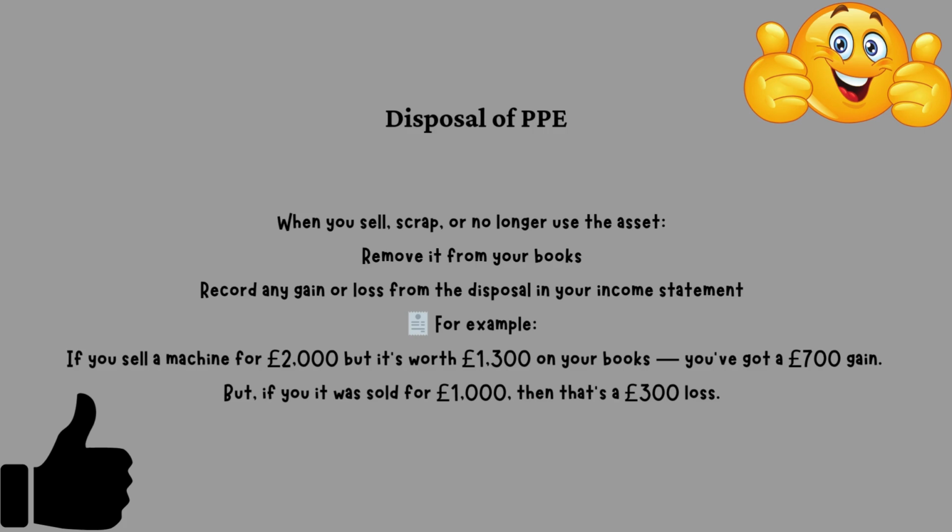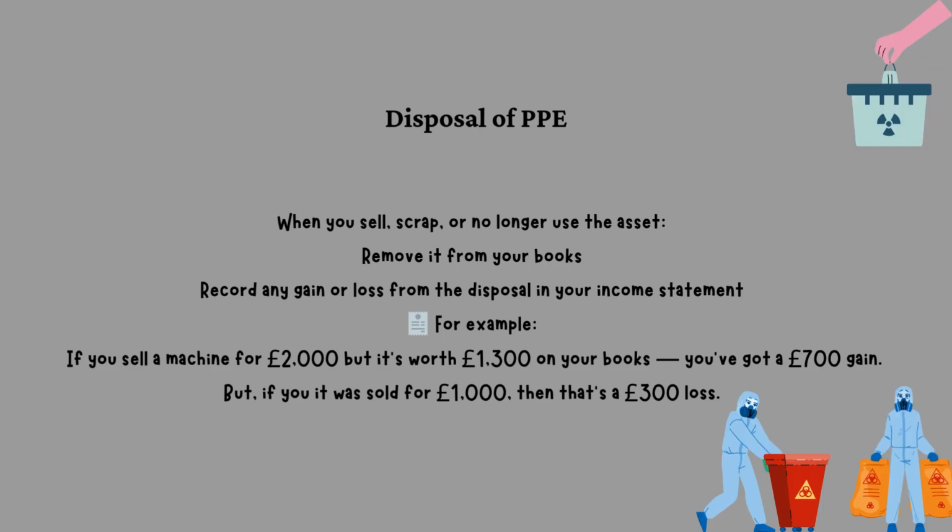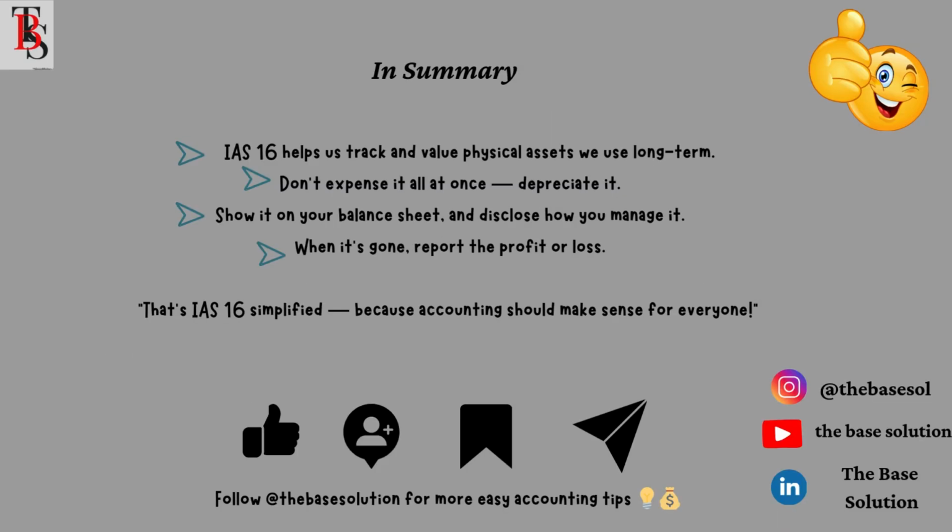But here's where it gets interesting. You may have made a gain or a loss. Let's say your company sells a piece of machinery for £2,000, but in your books, that machine was only worth £1,300. That's a £700 gain. Nice. Now, flip the scenario. If you sold it for just £1,000 and it was still worth £1,300 on paper, that's a £300 loss. Either way, the difference goes into your income statement.